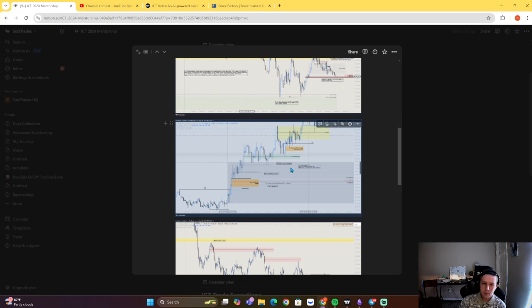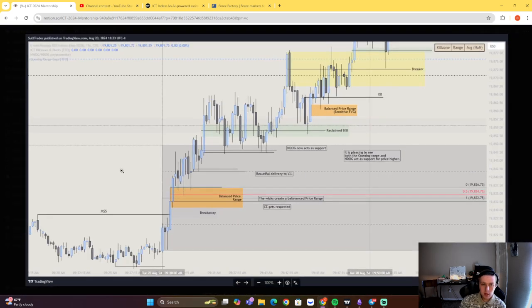So my apologies. So here we have opening range gap. We have a balanced price range. This is a 15-second chart, by the way. A balanced price range right there. Look at the wick right there. It's supported right there. Boom, displacement.